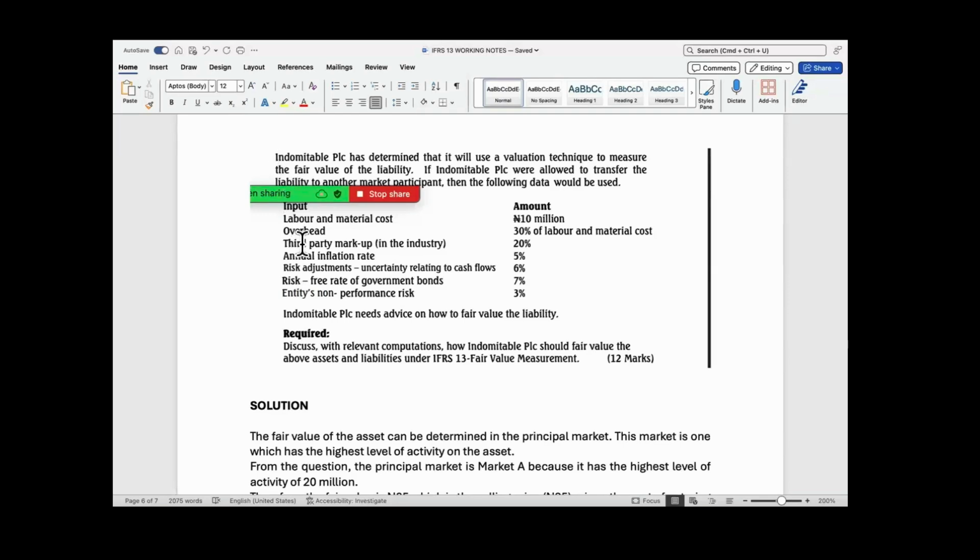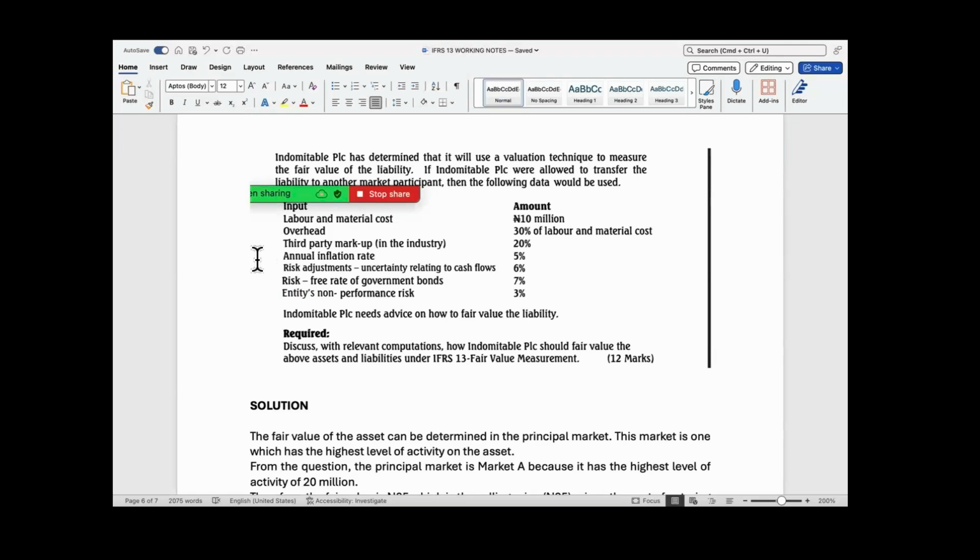So the company will tell me that, okay, for me to help you with this decommissioning, you are going to incur labor and material cost of 10 million. Overhead is 30% of your labor cost. And then I make some markup, let's say third-party markup in the industry. That means this third-party markup is like markup on the costs. Okay, just to be on the safe side, let me add additional cost of 20%. And also, let me consider annual inflation rates. Let's say inflation goes up every year, so let me add that at 5%.